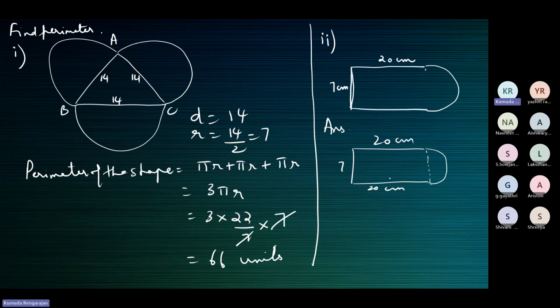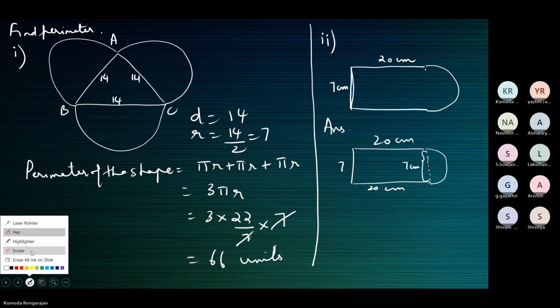Twenty. This is 7. So this also has to be 7. This one has to be 7. Now this one is a semicircle, and the line segment attached to the semicircle is the diameter. So the diameter of the semicircle is 7, which means the radius is 7/2 or 3.5 centimeters.